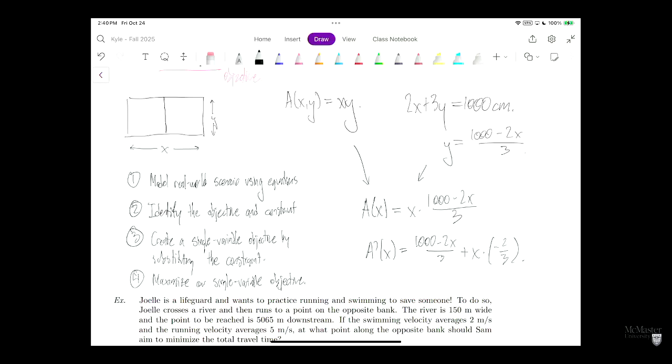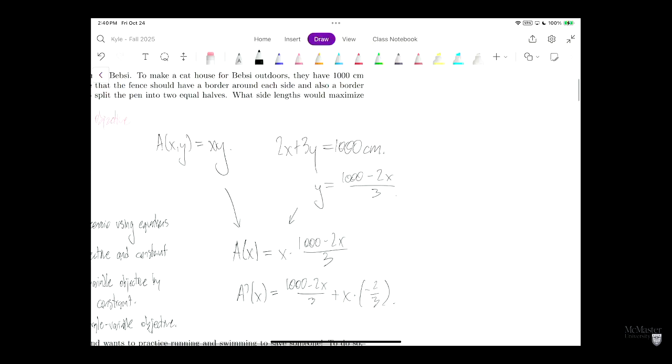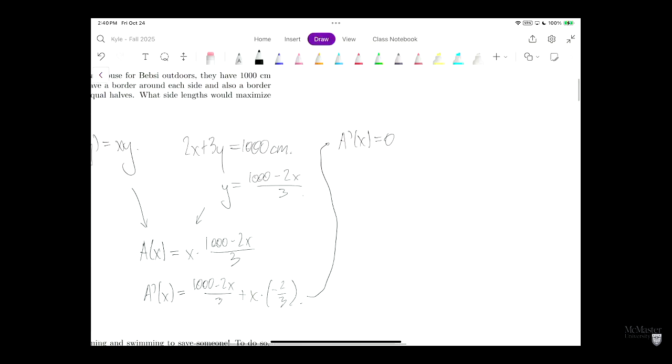So now that we've computed this derivative, let's search for the critical numbers by setting the derivative equal to 0. So A prime of x is equal to 0. That tells us that 1,000, let's multiply both sides by 3, so 1,000 minus 2x is equal to 0. So in that case, x is equal to 1,000 over 4, which is 250.